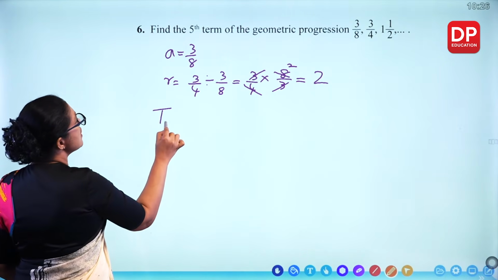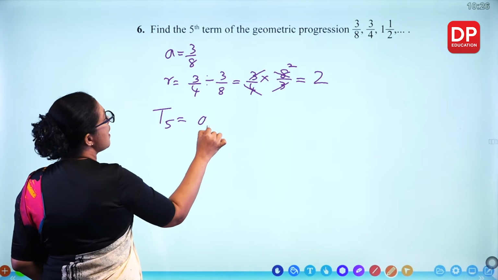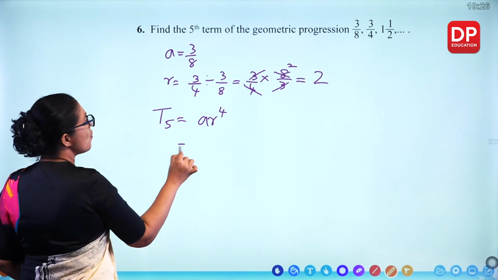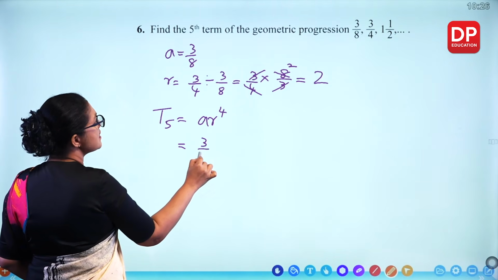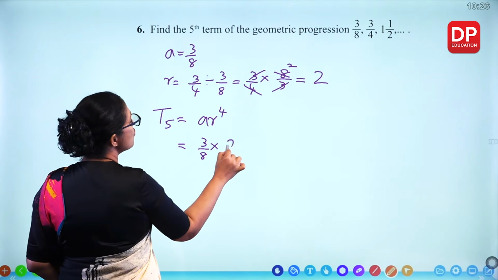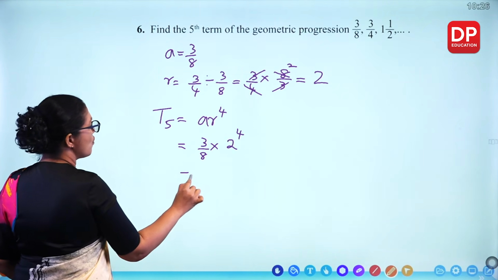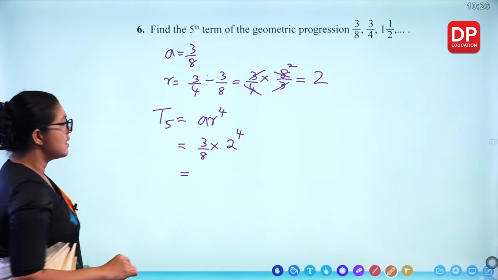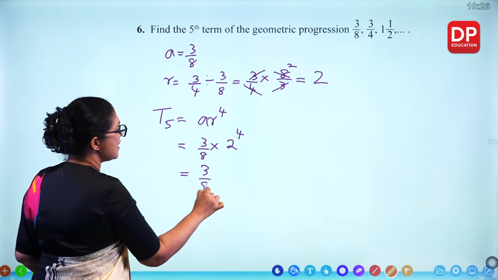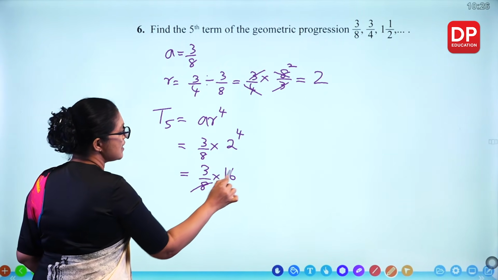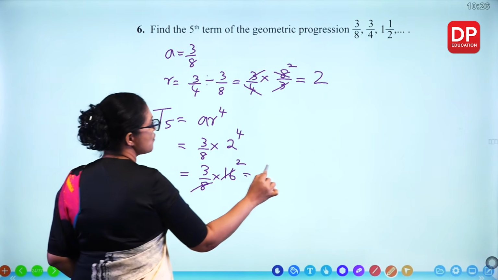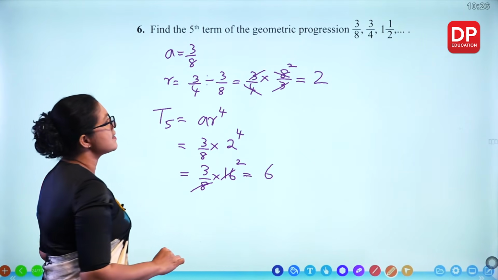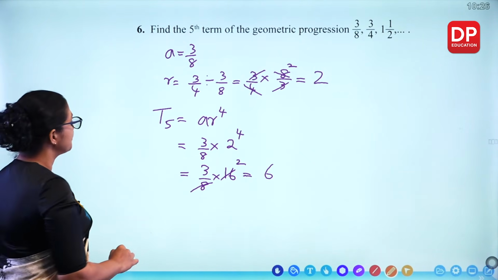Now find out T5. AR to the power 4. A is 3/8. R is 2. 2 to the power 4. What is 2 to the power 4? 16. 3/8 into 16. You get 8 times 2. 3 times 2. The answer is 6.